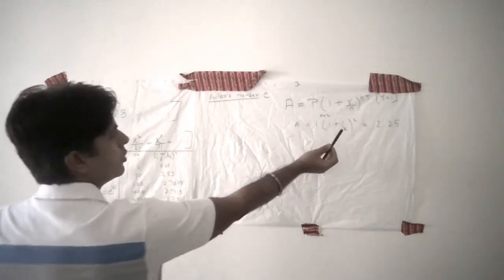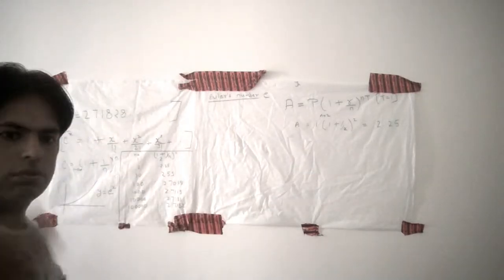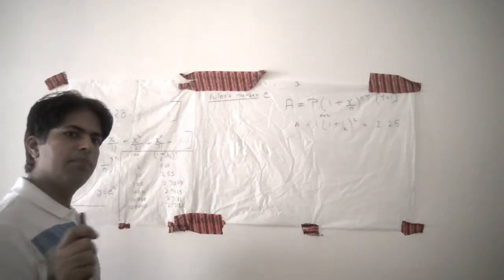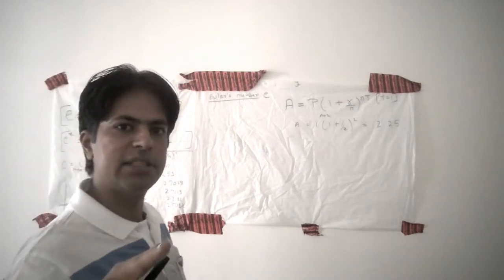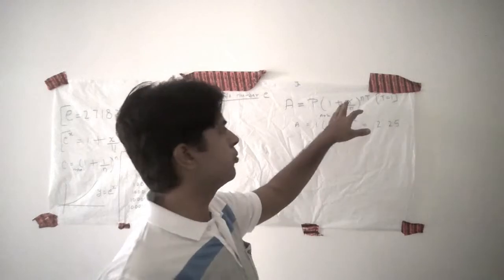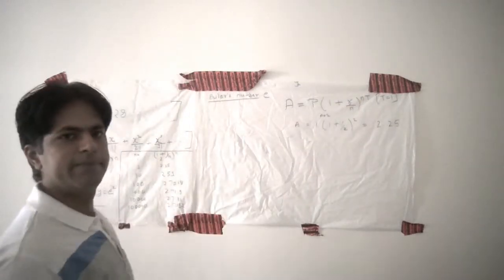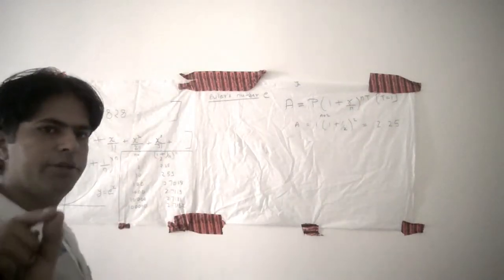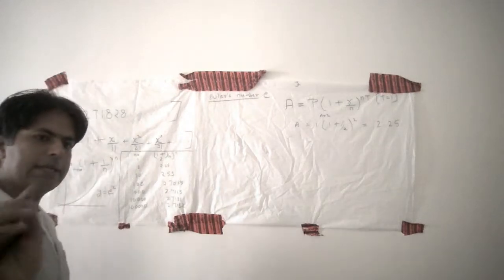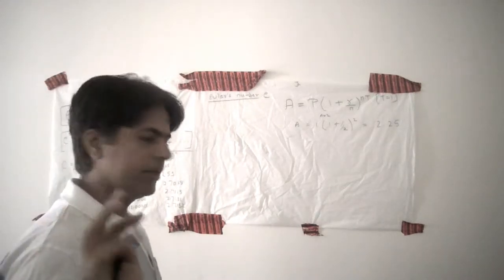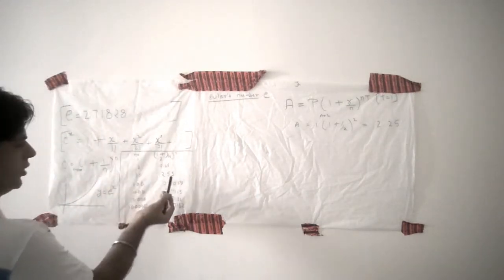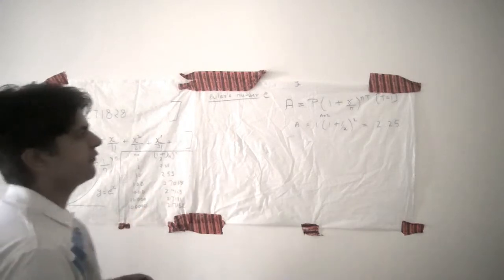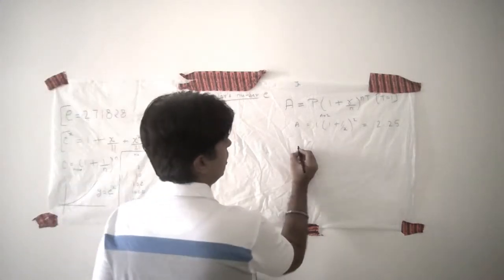What if n equal to 10? So logically what I'm saying is I'm paying you interest 10 times in a year. Interest rate would be 100 by 10, so 10% interest I'll pay you 10 times in a year. So n equal to 10, your amount will become 2.59, right?